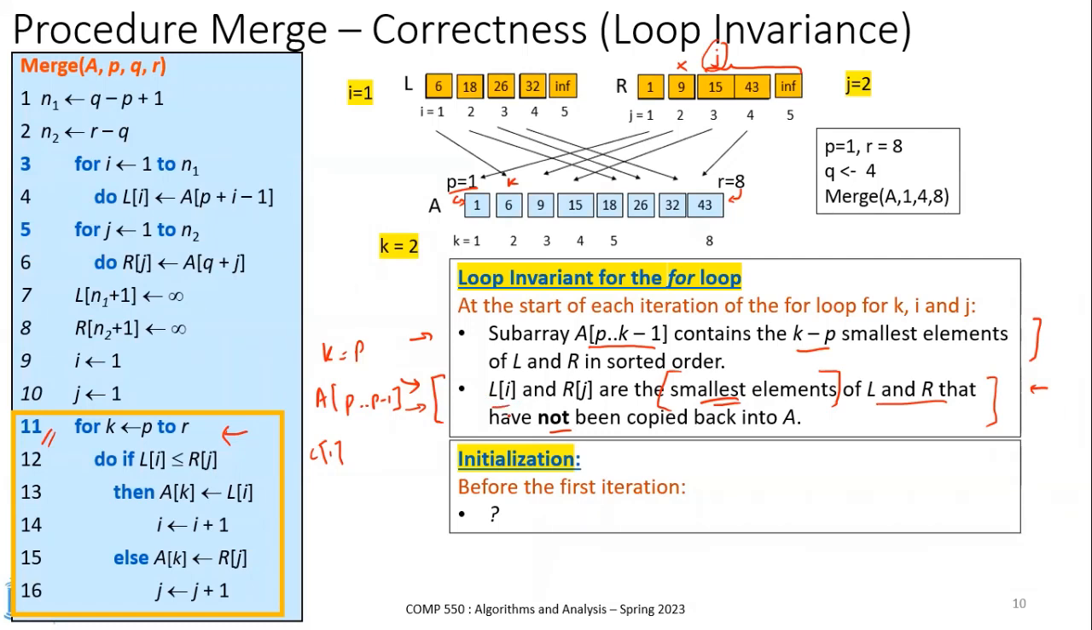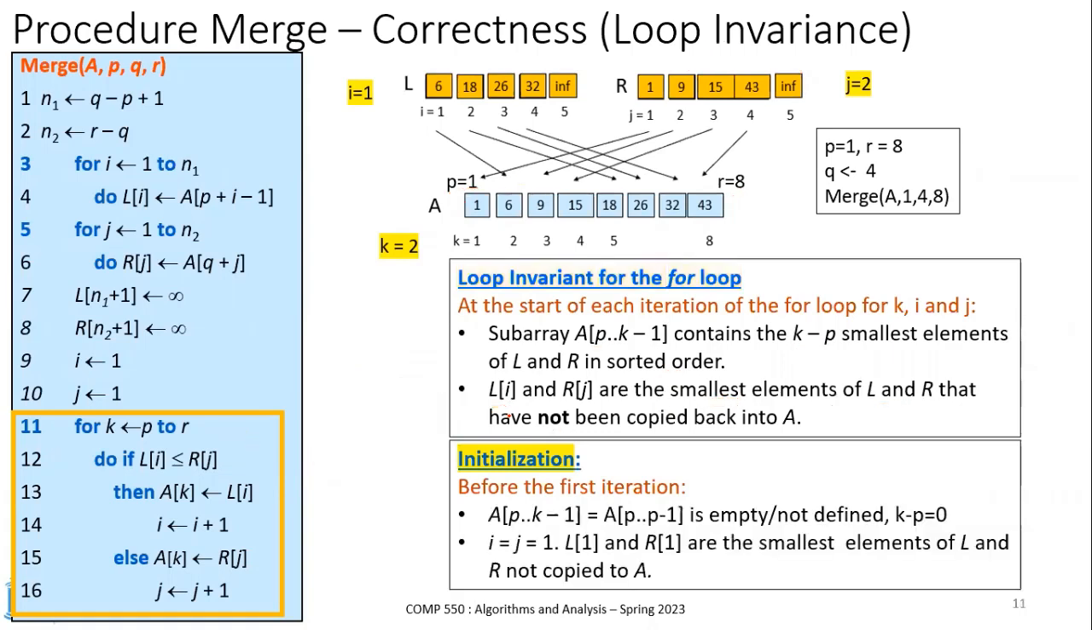L1 and R1 are just the first numbers, and presumably, because L and R are already sorted, they are clearly the smallest values of L and R, and they have not been copied yet. So the initialization is trivially true. Okay, agreed. And that's what we have over here. We've just stated that, so you can read this up.